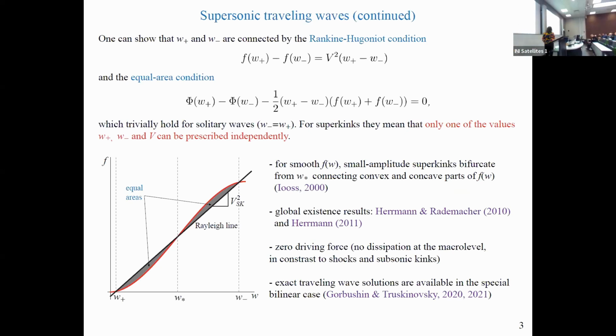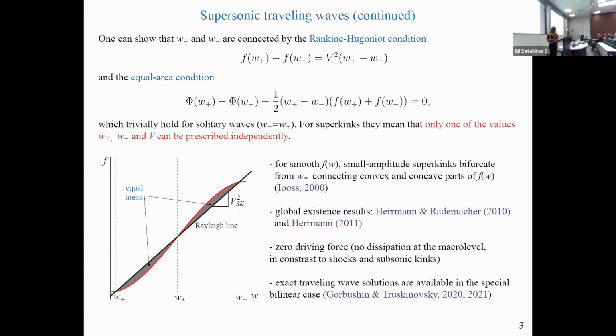Both of these types of solutions have to satisfy the Rankine-Hugoniot conditions, and also this equal area condition. Of course, in the case of solitary waves, W plus and W minus are both equal to W_B, so these are trivially satisfied. But for kinks, these are important. The second condition means, for example, that the radial line which connects the two states must cut equal areas from the force-strain law.